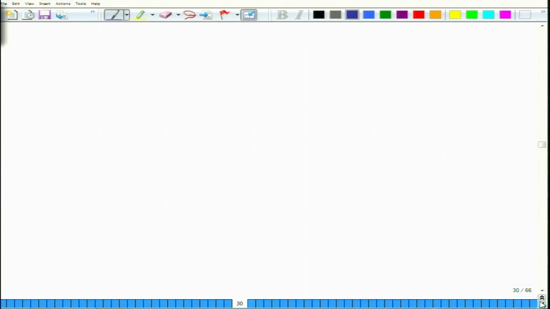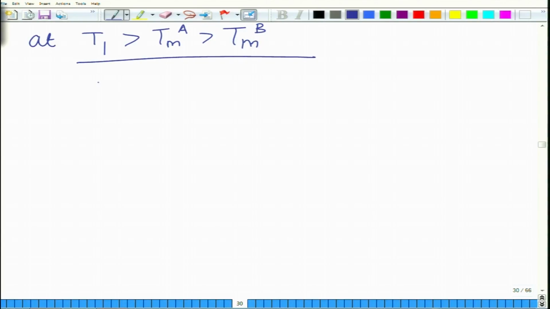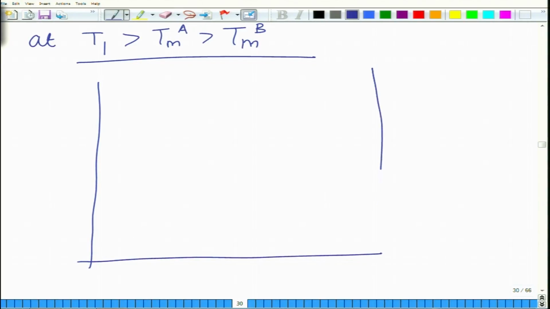So, let us first look at a temperature T1 which is greater than Tm of A, which is greater than Tm of B. In this regime, this is A, this is B, XB, and this is GB.